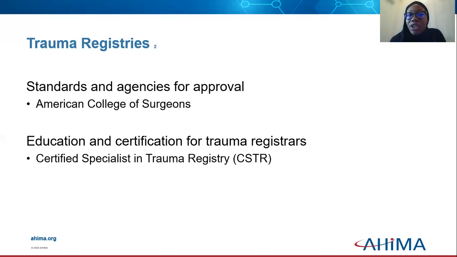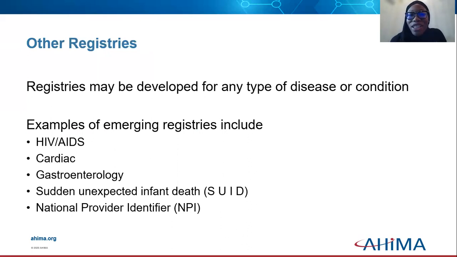So the standards and agencies for approval is going to be your American College of Surgeons. And in case you didn't know, there is a certification, the CSTR, which is a Certified Specialist in Trauma Registry. So some more registries. Registries in general may be developed for any type of disease or condition. So examples of emerging registries include HIV and AIDS, cardiac, gastroenterology, sudden unexpected infant death syndrome, and the National Provider Identifier, the NPI registry.